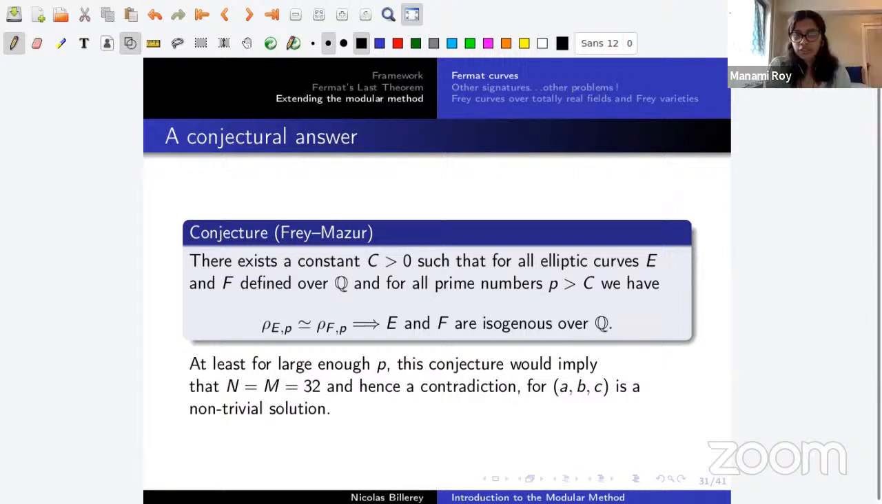So here the constant C, capital C, does it depend on something? No, it depends on nothing. It's supposed to be, I mean, some people conjecture it's 19. Okay.